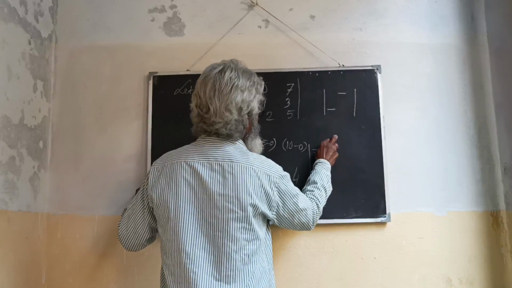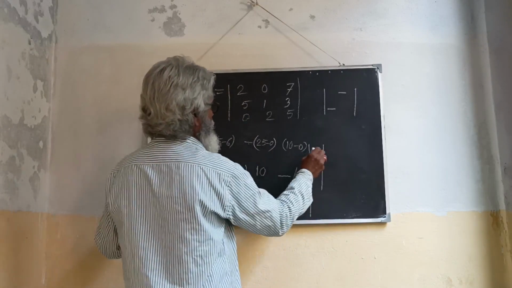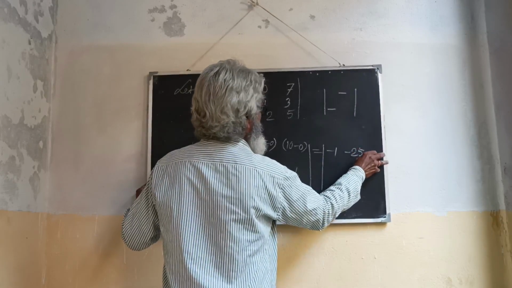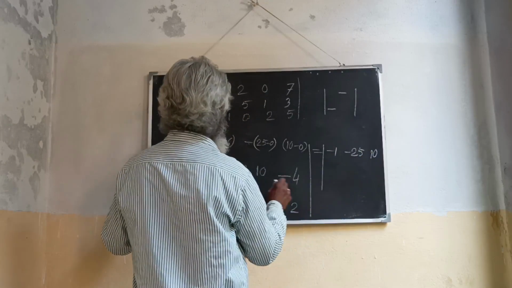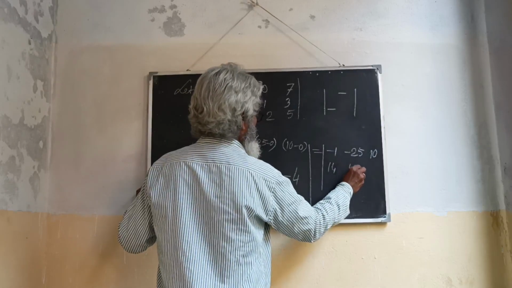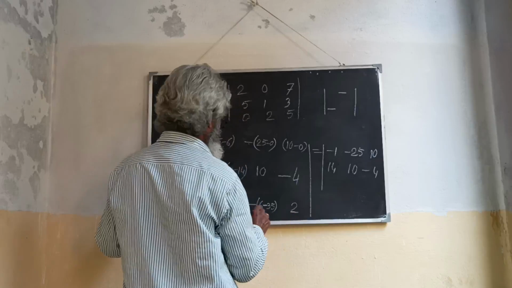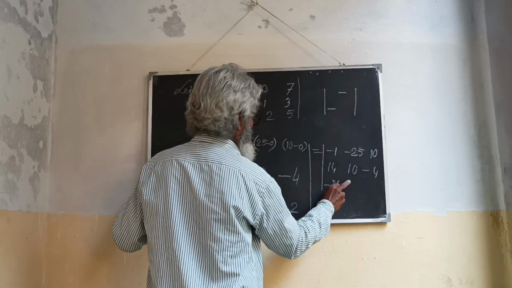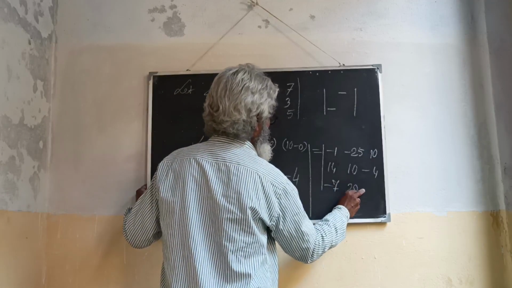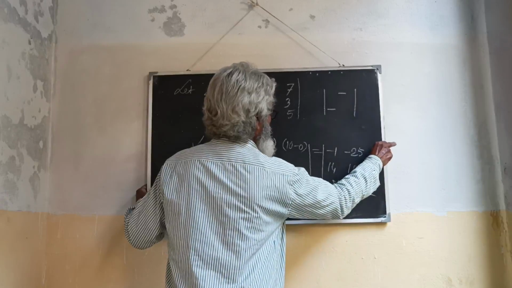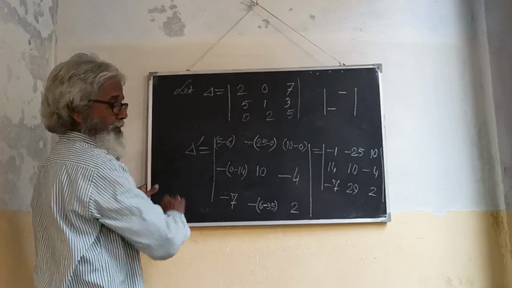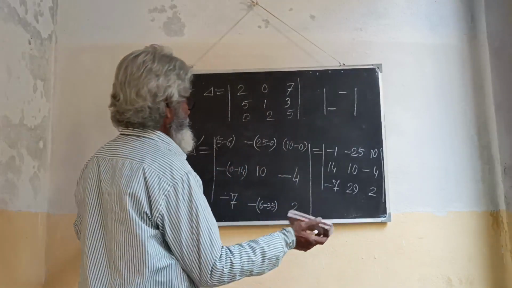So, this is equal to minus 1, minus 25, 10, 14, 10, minus 4, minus 7, minus 29, so it will be 29, and it will be 2. Okay, so this is the adjoint determinant of this determinant. Keep it.